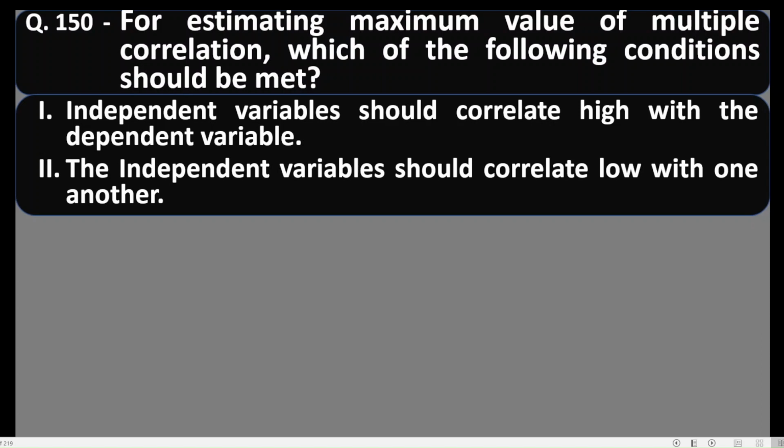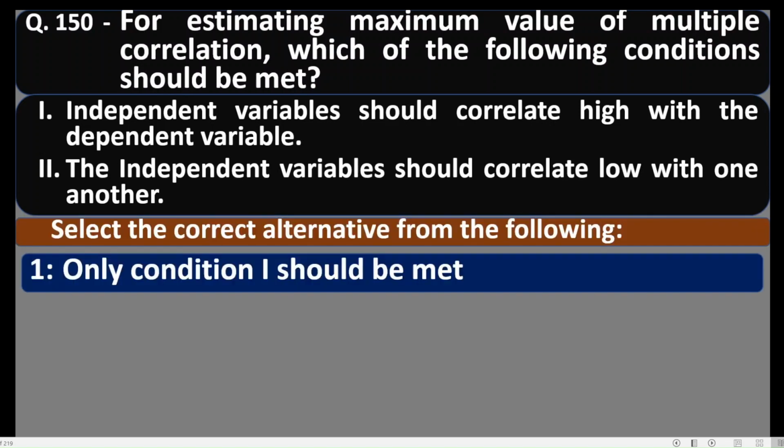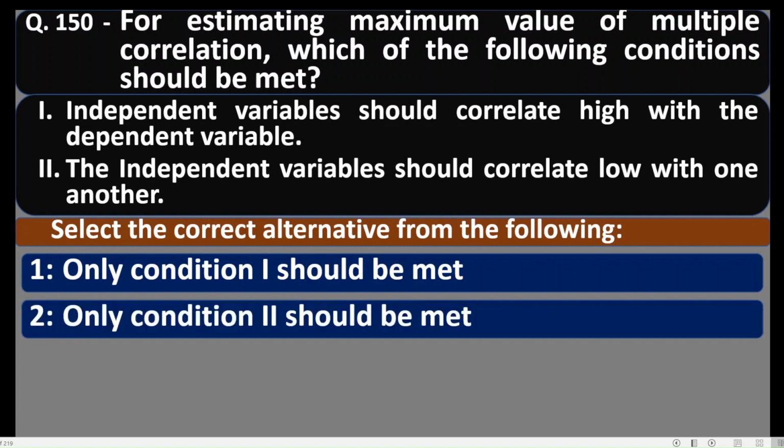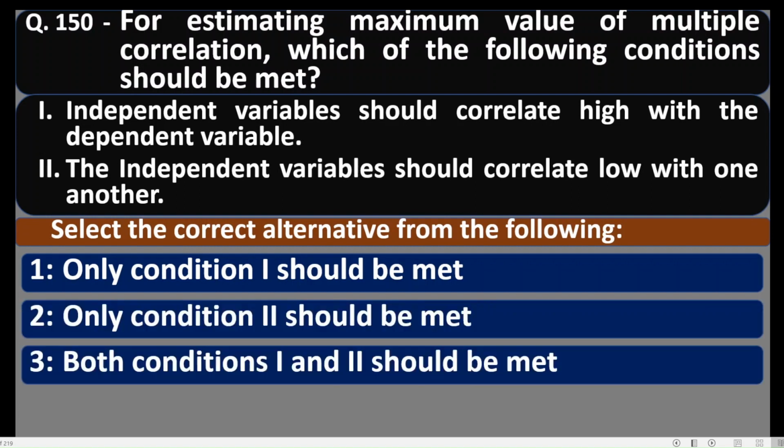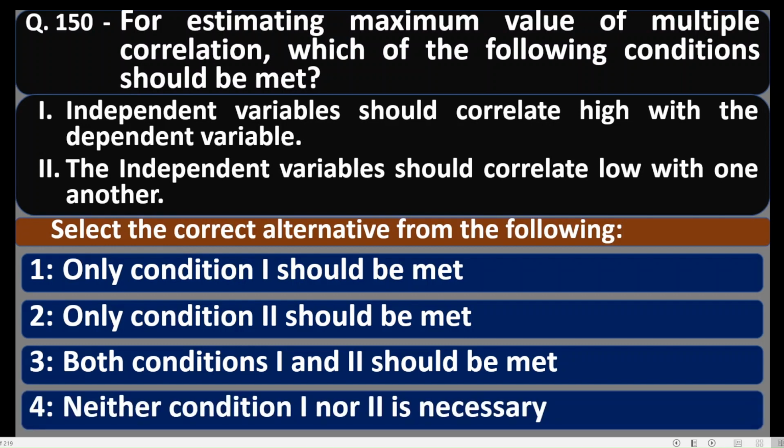Friends, again, try to understand the question. This question belongs to multiple correlation, in which more than one independent variable may be there. And out of these two conditions, in which condition will the maximum value of multiple correlation be found? Let us see the options. Only condition 1 should be met. Only condition 2 should be met. Both conditions 1 and 2 should be met, and neither condition 1 nor 2 is necessary.